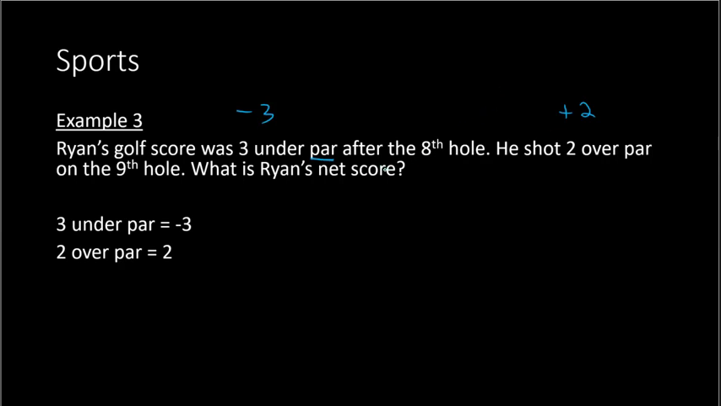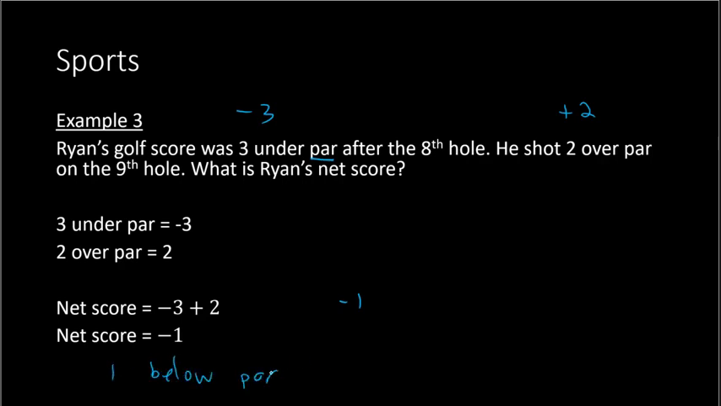And to figure out his net score, so his overall score, we just put these together, negative 3 plus 2. So negative 3 plus 2, the signs are different. We would subtract 3 minus 2 to get 1, and keep the sign negative because 3 is bigger than 2, and 3 was negative. So the net score is negative 1, or in other words, we can say that is 1 below par. So we would say he's 1 below par, which is good.